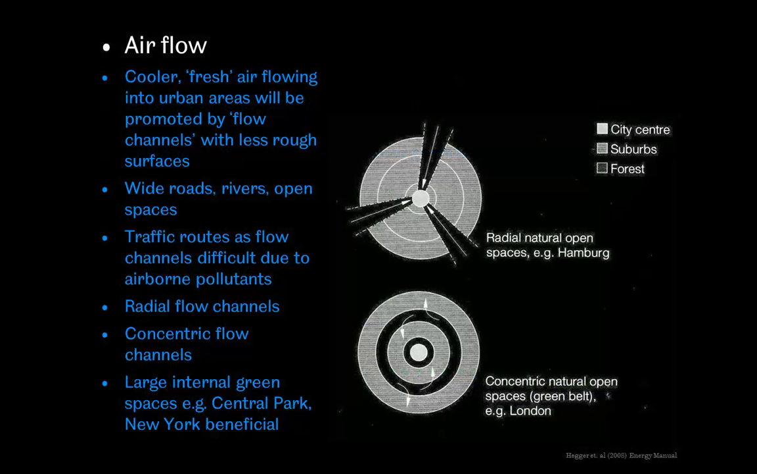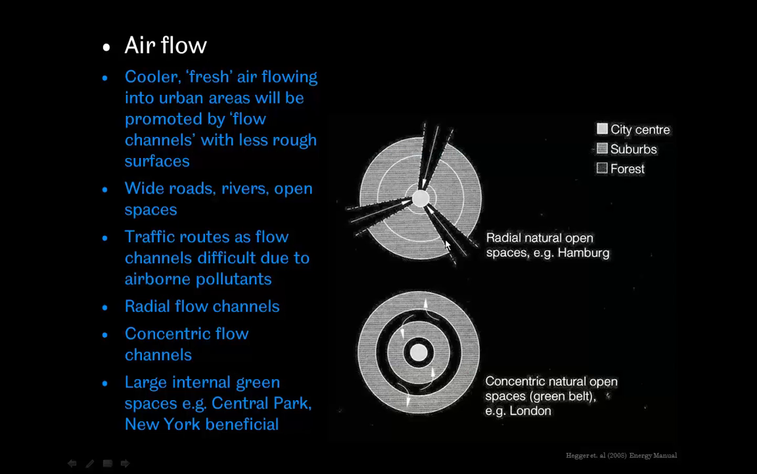Okay, so looking at airflow, I've got a few diagrams here. Cooler, fresh air flowing into urban areas will be promoted by flow channels with less rough surfaces. So this is a diagram of flow channels. And the example here given is Hamburg. What we're talking about is wide roads, rivers, or open spaces. And these create the flow channels that allow the flow of fresh air from the countryside into the cities. And as you see from this diagram, because the wind direction in many cities changes throughout the year, the optimum is to have a number of flow channels to bring that airflow into the city centre.